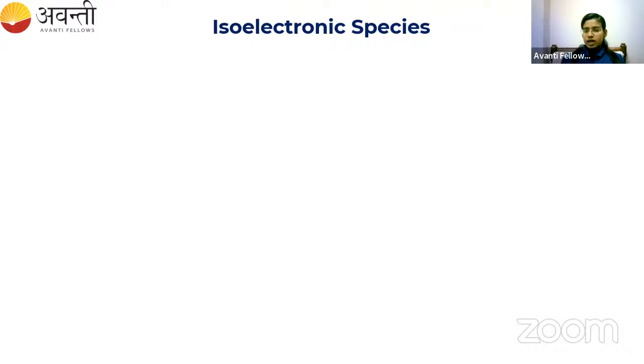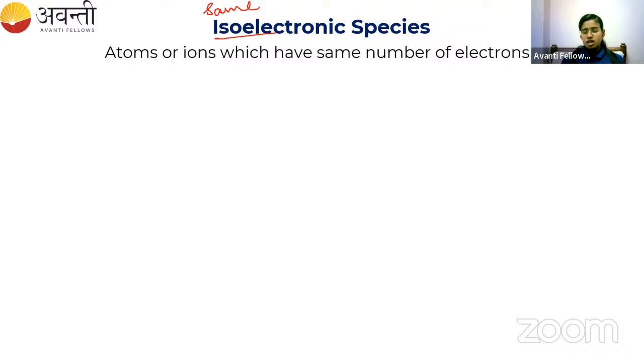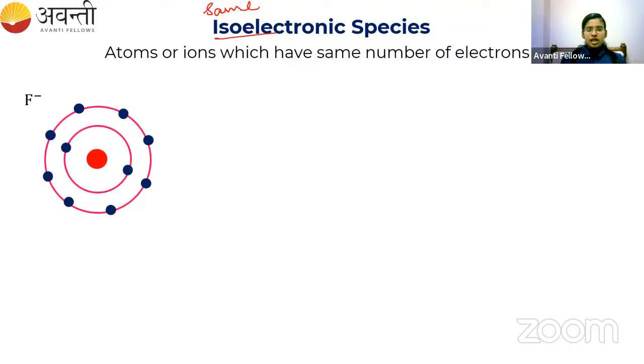So coming to isoelectronic, what are iso? Iso means same. Electron means electrons. The species which contain the same number of electrons are called isoelectronic species. So let me take an example, F minus. What is the atomic number of fluorine? It is 9 and it is gaining one electron. So 9 plus 1 is 10.